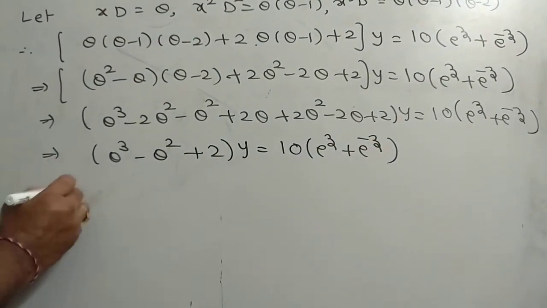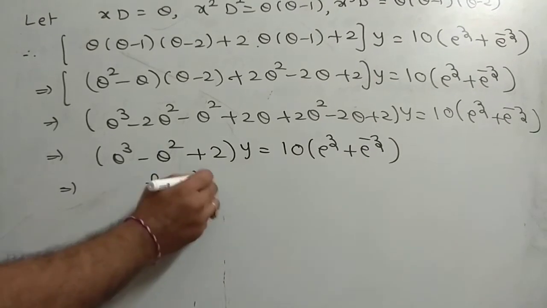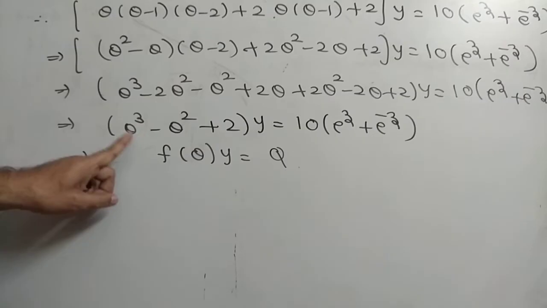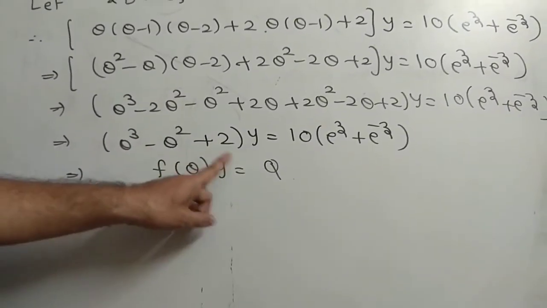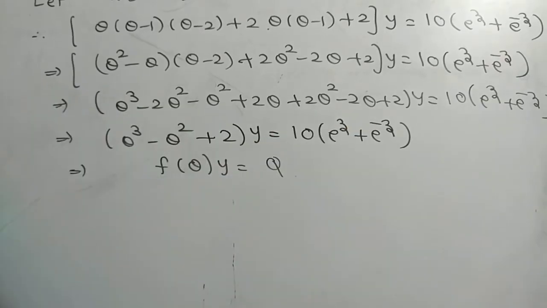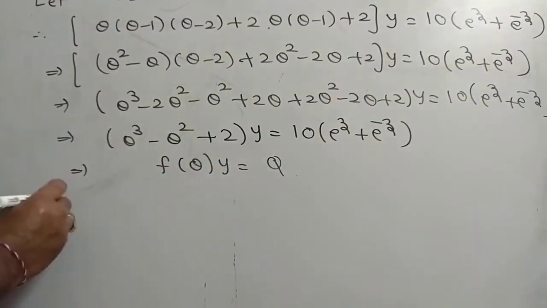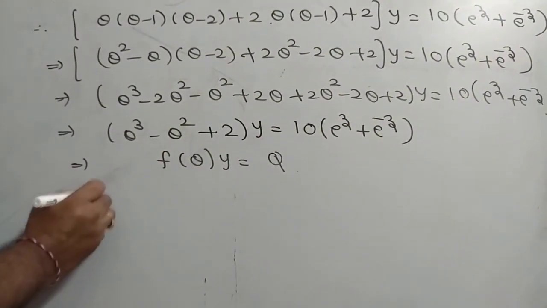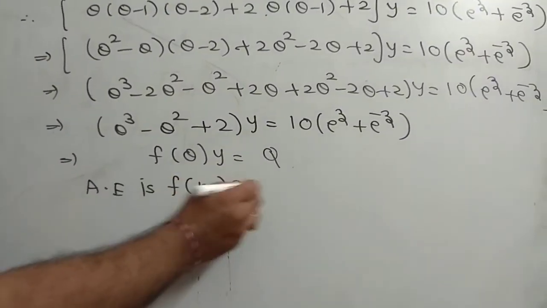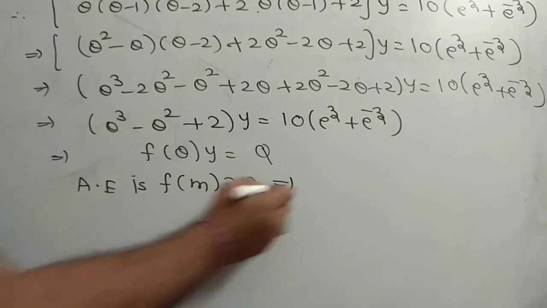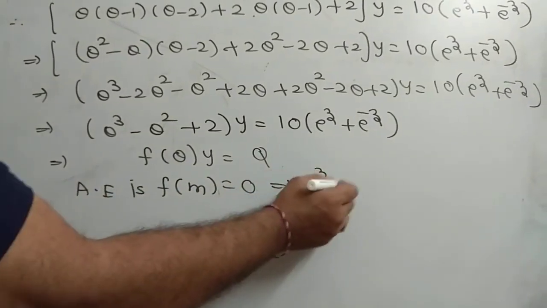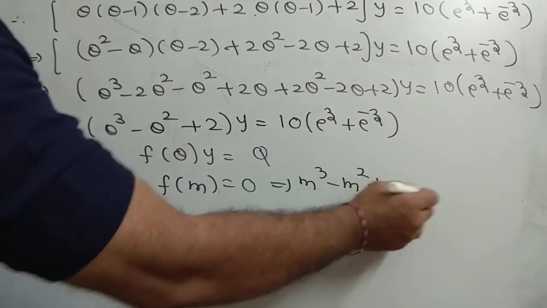Now this looks like the model f of theta of y equal to q, where f of theta stands for theta cube minus theta square plus 2, and q is 10 into e power z plus e power minus z. Based on that, you calculate the auxiliary equation. What is the auxiliary equation? F of m equal to 0. That means in place of theta you substitute m, so m cube minus m square plus 2 equal to 0.